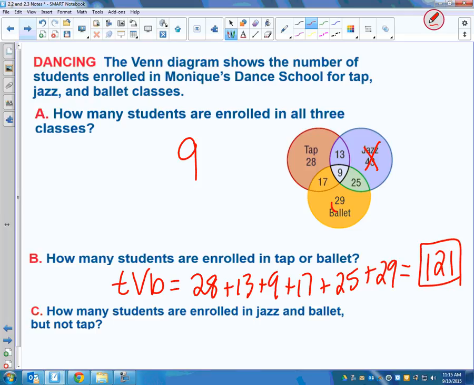So look how C is different than B. Because on B, we just wanted tap or ballet. But on C, we want them that are in jazz and ballet. So that means they have to be in both. But we don't want them if they're in tap. So looking at this picture, where is the overlap of jazz and ballet? 25. The green thing. 9 is also overlapping, but why aren't we counting 9?